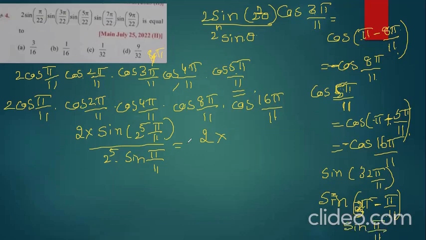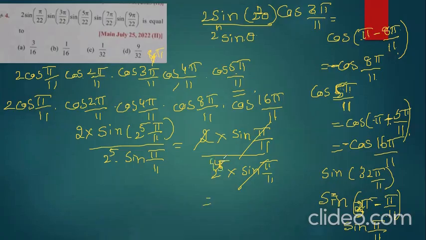So can I write instead of this sine 2 power 5 pi by 11 as sine pi by 11, 2 into sine pi by 11 divided by 2 power 5 into sine pi by 11, okay? Sine pi by 11, sine pi by 11 cancelled. 2 and 2 power 4, right? This is going to be 2 power 5, so it is going to be 2 power 4. So 1 by 16 you are getting. Yes, 1 by 2 power 4 is 1 by 16. Okay, got it? Yes, very good. Let us move to the next question.